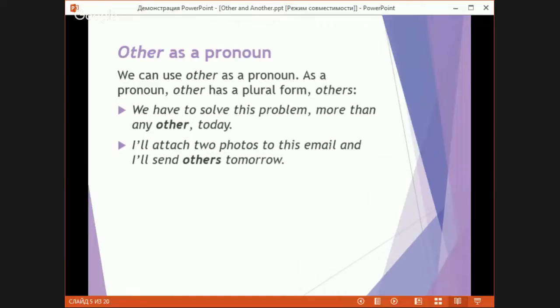And we don't need to say other problem, for example. We just say other or others if we talk about plural. So as a pronoun, it means something we talked about before. We have to solve this problem. We talk about this problem more than any other problems, let's say. I'll attach 2 photos to this email and I'll send others, that means other photos, tomorrow.